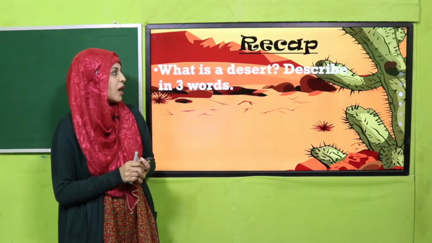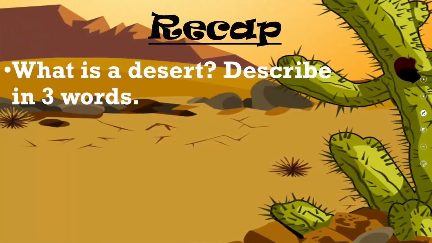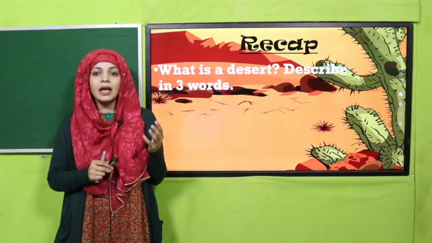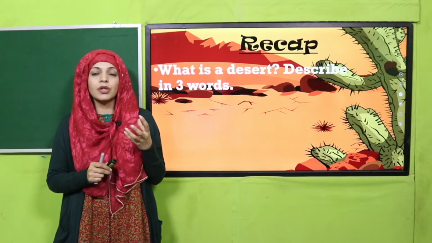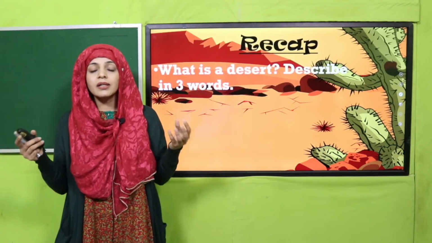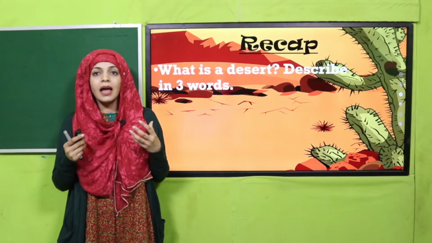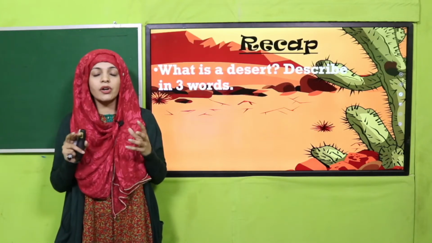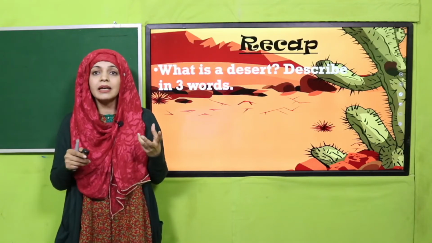Now let's move forward towards what is desert? Describe in 3 words. What is a desert? Describe it in 3 words. Desert is hot, dry, and there is no water and very little vegetation in deserts.